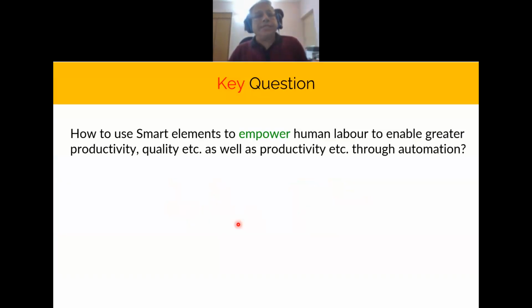So the key question that we asked is the following, that our kind of factories are not only highly automated factories, and automation is important, but not as important as ensuring that people are empowered. So therefore, we need to really look at a different paradigm of smart than what is currently being championed in the West. So the question that you asked is the following: how can you use smart elements to empower not just factory in terms of greater productivity, quality, etc., using automation, but also how do you empower human labor?